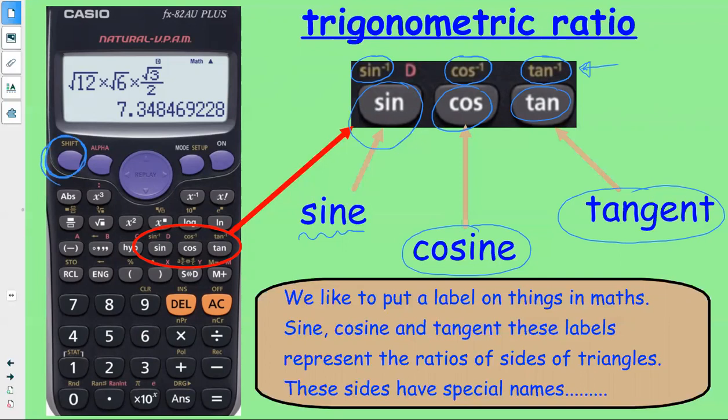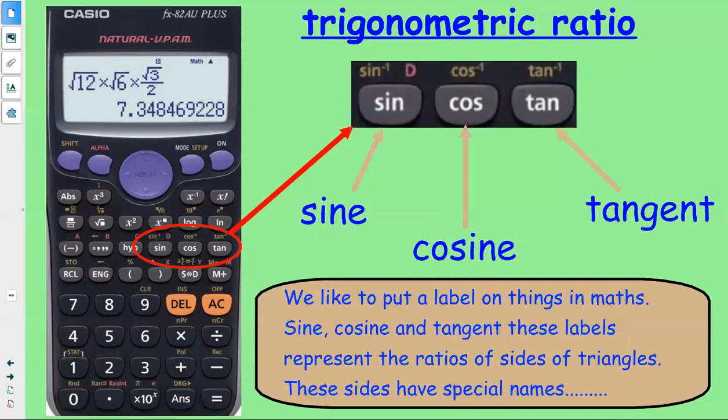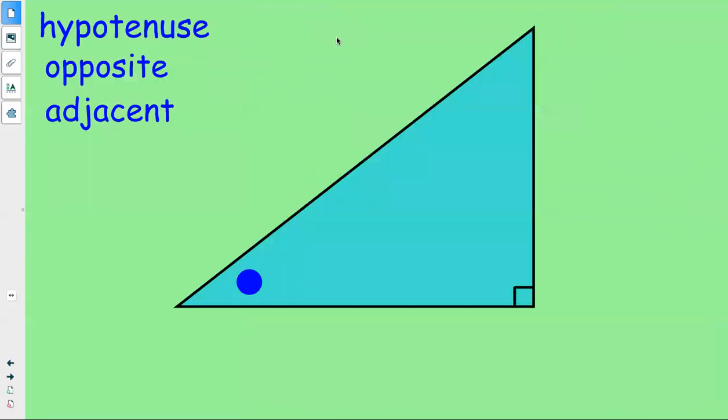Okay. So in maths, we really like to put a label on things. So the sine, cosine and tangent, these labels really represent the ratios of sides of triangles. And those sides of the right angle triangles have special names, and we're going to look at those special names now. So here are the special names. We've got hypotenuse, we've got opposite, and we've got adjacent.